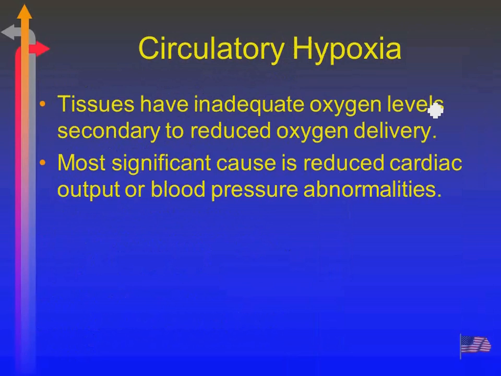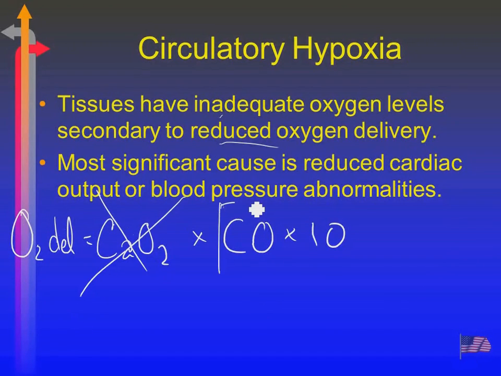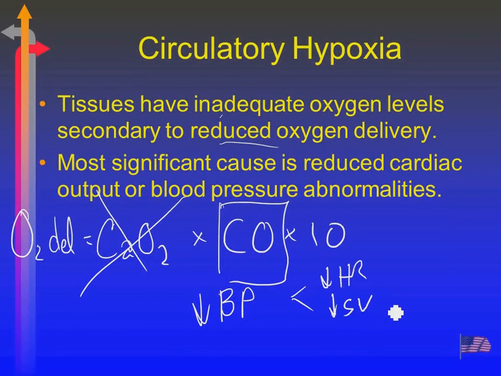Circulatory hypoxia, as the name implies, is basically where we have inadequate oxygen delivery or oxygen levels, second to reduced delivery. It's not so much the CaO2. If you remember, the formula for oxygen delivery is oxygen content times cardiac output times 10. So in this case, it's not so much this being the problem, it's this being the problem. And it's reduced cardiac output, reduced blood pressure, secondary to reduced heart rate, reduced stroke volume. We know the three determinants of stroke volume.